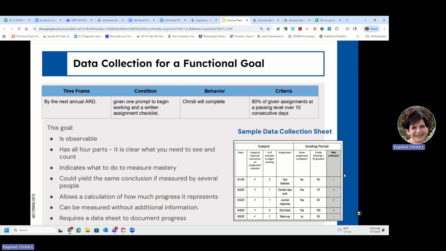This goal would, however, require a data sheet to be able to measure that mastery. Best practice indicates that IEP progress should be reported in the same manner as the goal and associated objectives is measured. For this goal, a data collection form is needed. The goal is not specific to one subject, so you'll need to compile the data across subjects, put in date order, and determine what percentage of assignments she completed at a passing level over X number of days. In this example, Christy is given assignments at a passing level over 3 consecutive days.